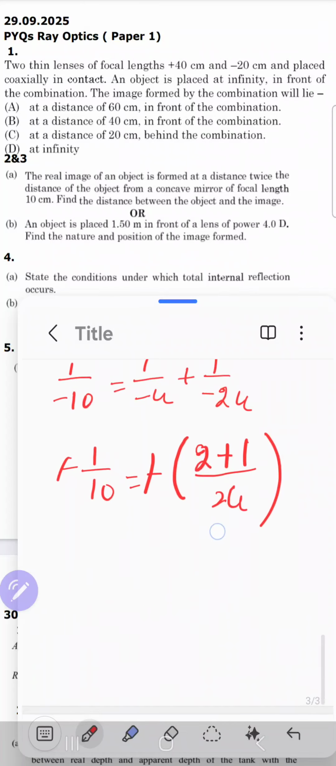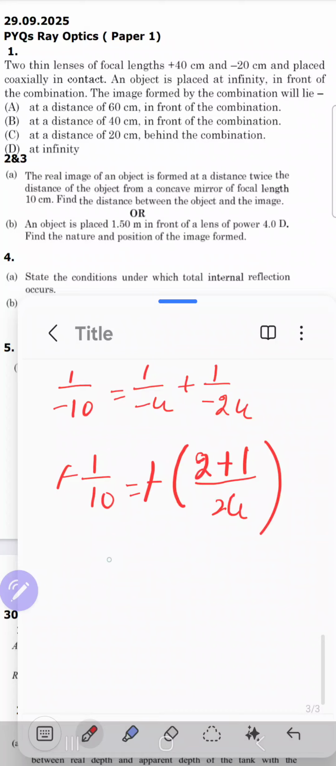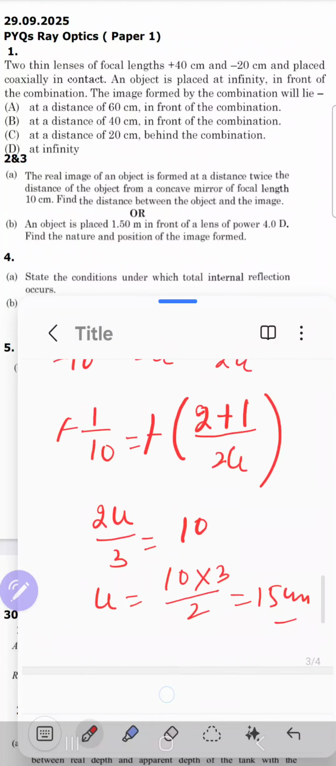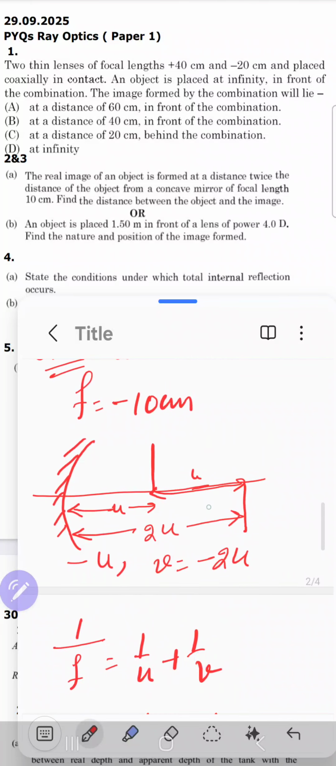Minus is eliminated. So 2u over 3 is equal to 10. u is equal to 10 into 3 by 2, that is 15 centimeter. So this is the distance. u is also the distance between the object and image. So this distance is 15 centimeters. So anything we can calculate.